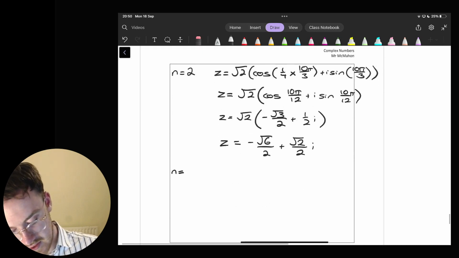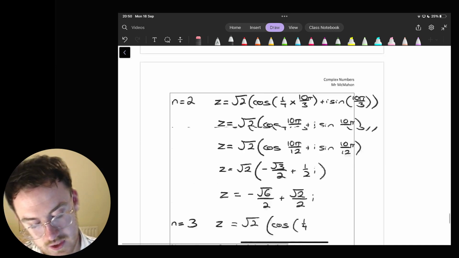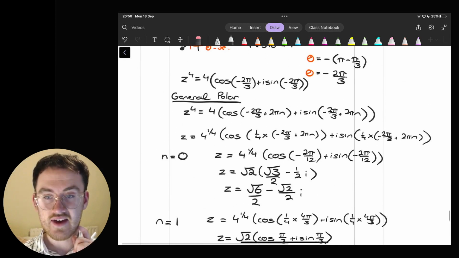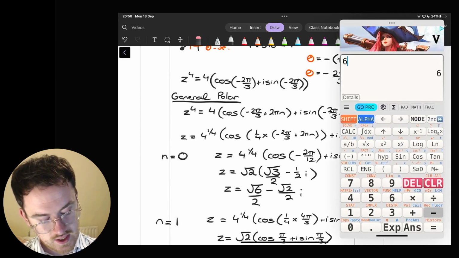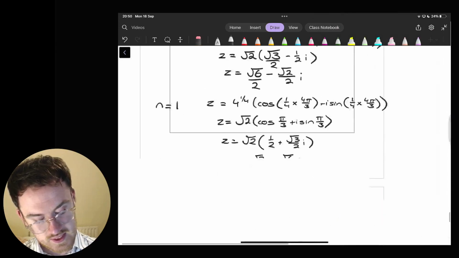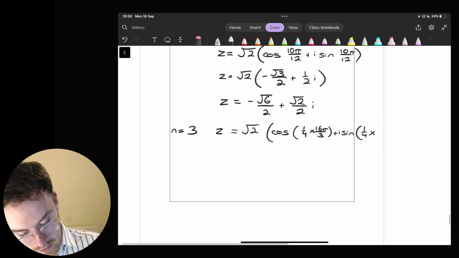And lastly, we have n is equal to 3, root 2 cos, again, a quarter times, well, let's go back again and have a look. So if n is equal to 3, that's going to be 6 pi, take away 2 over 3. So 6 take away 2 over 3 gives me 16 over 3. So 16 pi over 3 plus i sine, and again a quarter times 16 pi over 3.